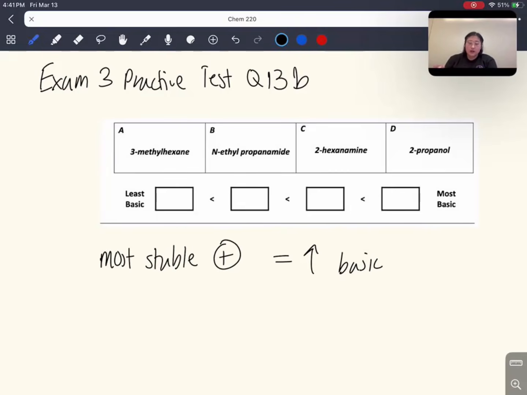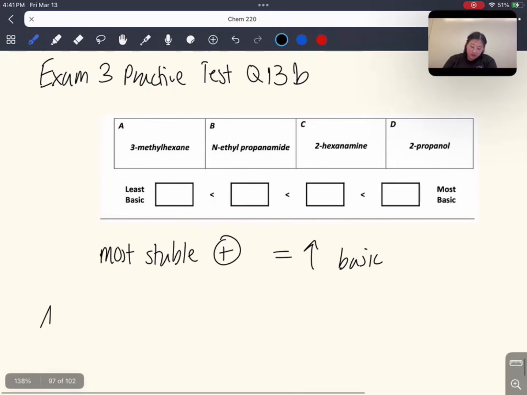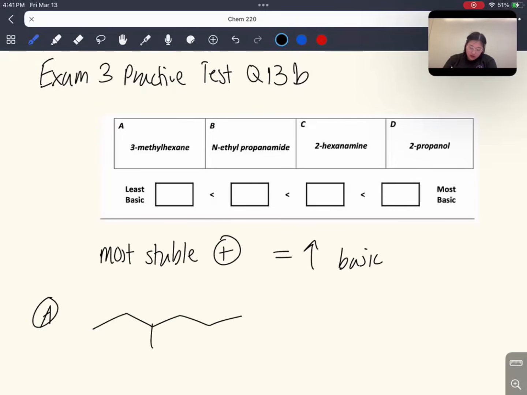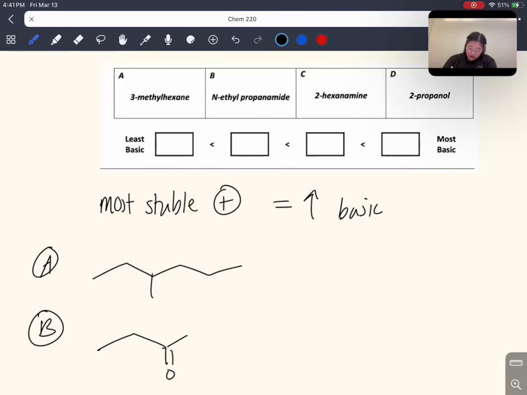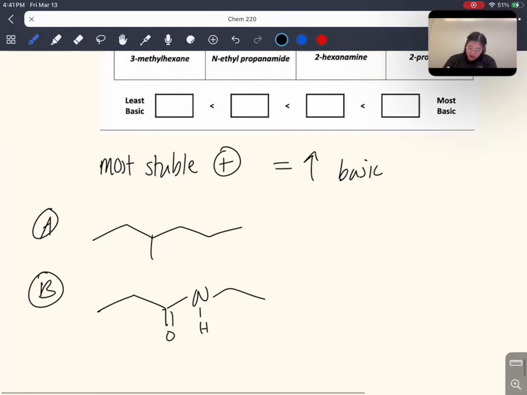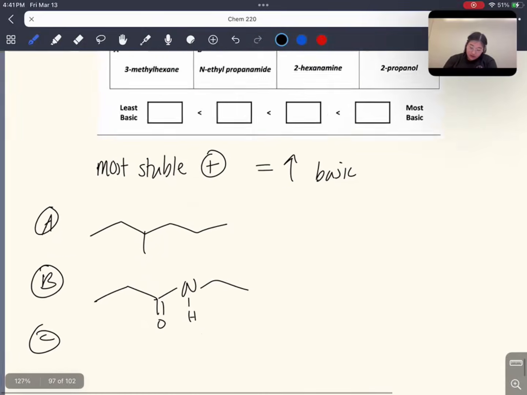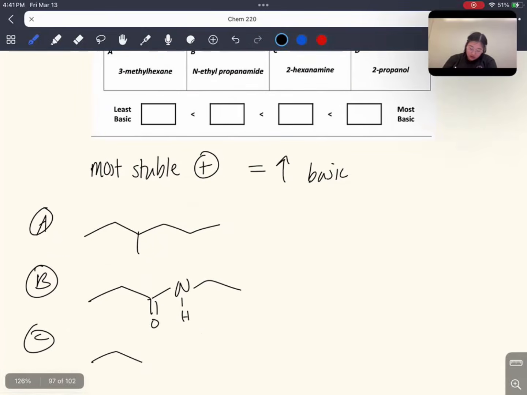First, for A, we're going to draw it out. So 3-methylhexane. So 1, 2, 3, 4, 5, 6, and the methyl is on carbon 3. For B, we have N-ethylpropanamide. So we're going to draw propane and then your amide, and it's going to have an ethyl group and a hydrogen. For C, you have 2-hexamine. So 1, 2, 3, 4, 5, 6. On carbon 2, you're going to have your amine.